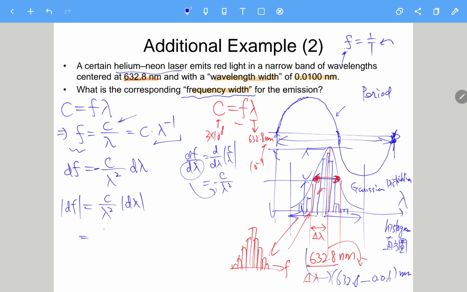So here we can just plug in 3 times 10 to the 8th power over lambda, which is 632.8 times 10 to the negative 9, and then here we have a square. And then the wavelength width is 0.01 times 10 to the negative 9. So this number is 7.49 gigahertz.